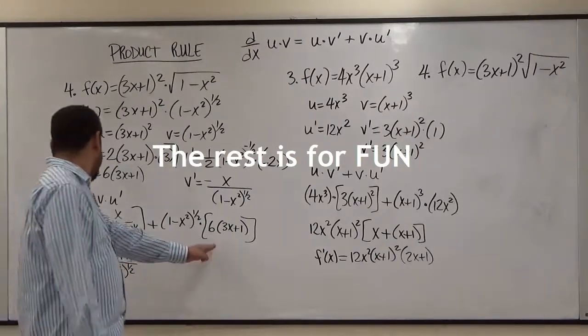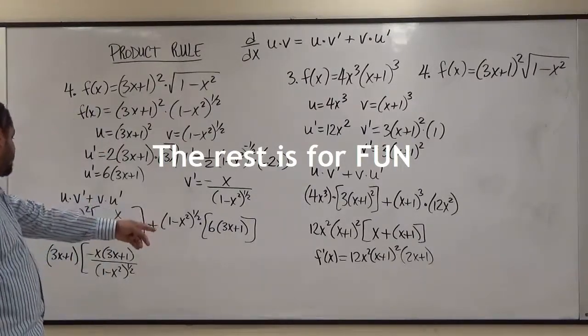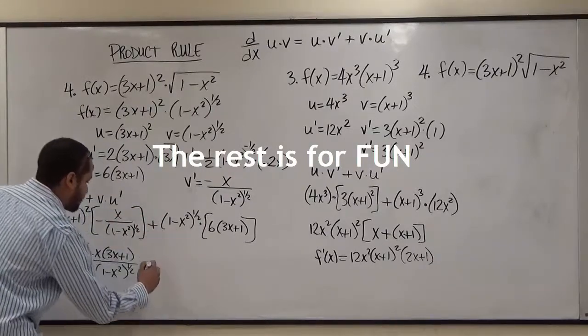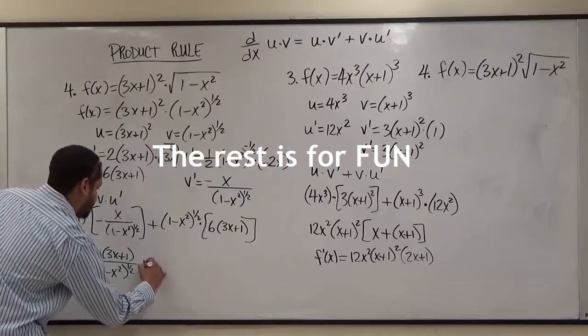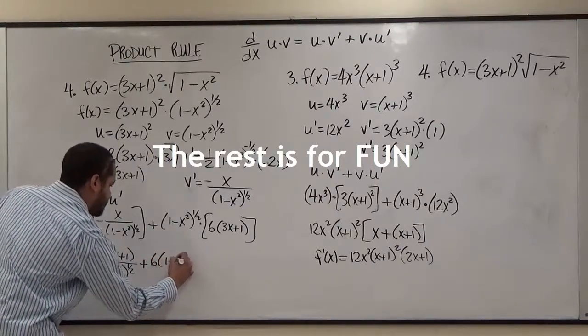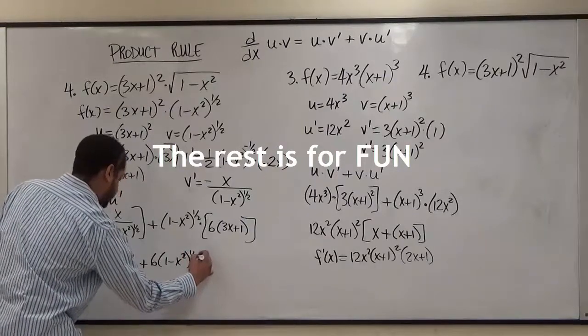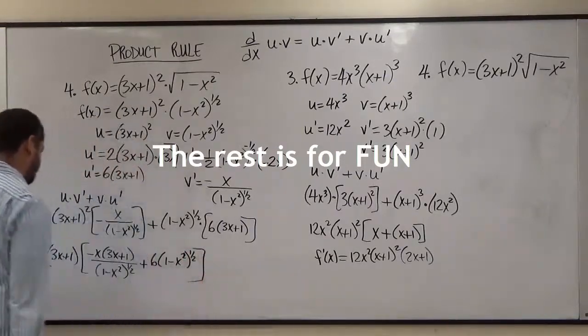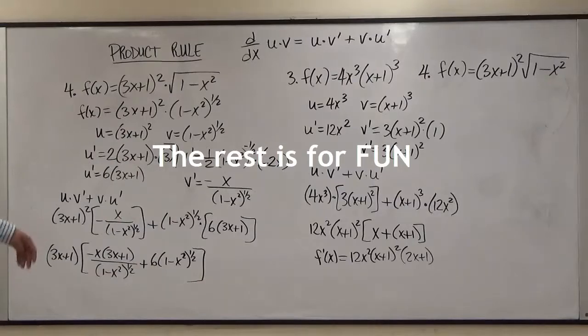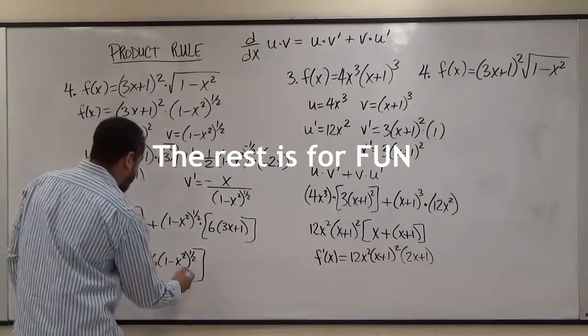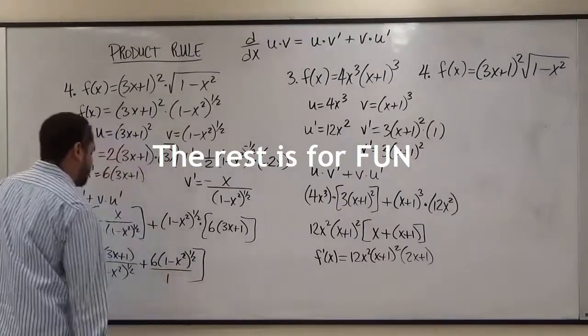On this side, we have a 6. The 3x plus 1 comes out, and we also have this term, and we're going to put all of this over 1. So we're going to have plus 6 times (1 minus x squared) to the power 1/2. Now, we're not completely done yet because we see these don't have the same denominator. We're going to add a 1 under this, and we're going to complete the LCD.